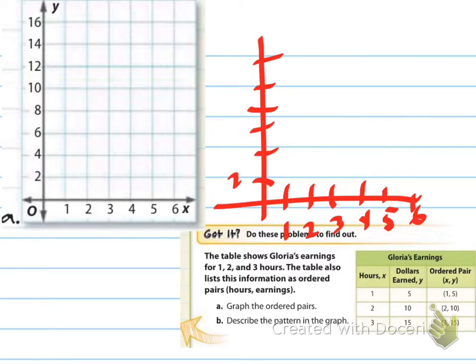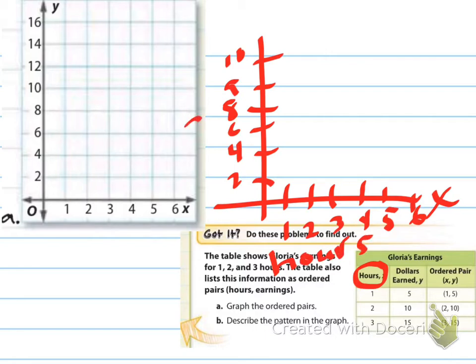So again, we need to say which one is which. We need to say which one is the hours and which one is the dollars earned. It tells us that hours is X, so our X-axis is the bottom one that goes horizontal. That's going to represent our hours. And then the ones going up and down are going to represent our dollars earned.